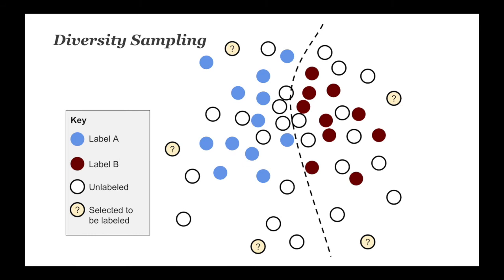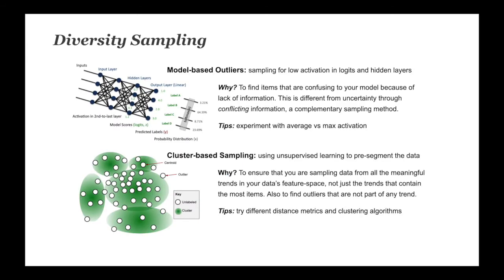So here are 5 items that have been sampled to be labeled through diversity sampling. And you can see, at least in this data set, they're the furthest from what's been labeled so far and different from each other.